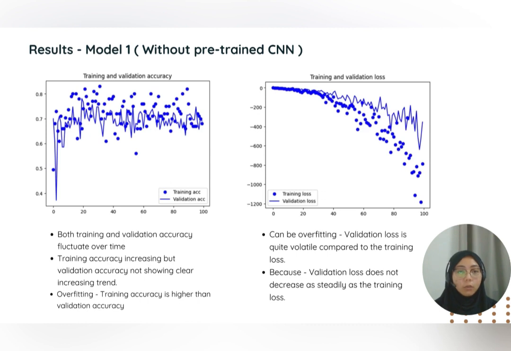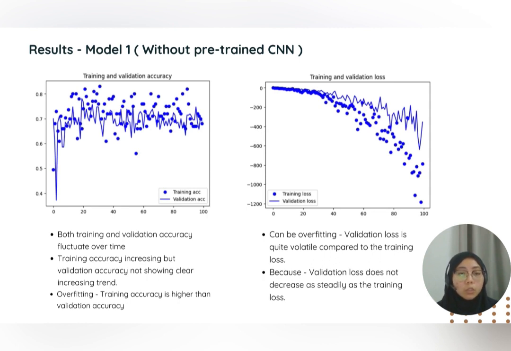Next, the results for model number 1. These two graphs show the training and validation accuracy and training and validation loss of a machine learning model over epochs. For this project, we use 100 epochs. The graph on the left side is the training and validation accuracy, showing both over 100 epochs.